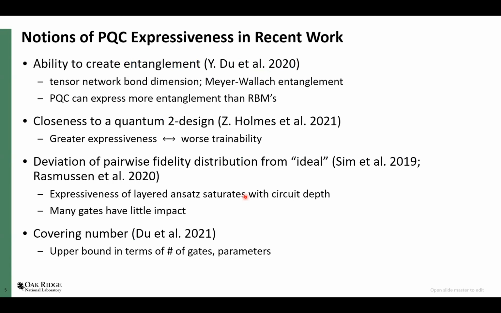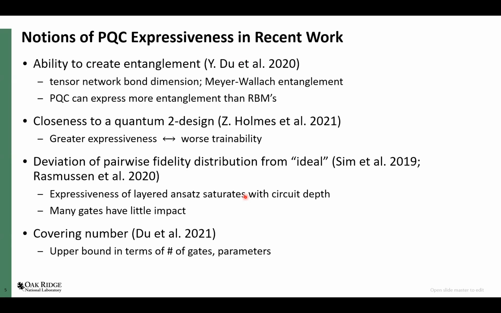Just a little bit of background. I'm not the first person to think about expressiveness. Others in recent years have done so. Some work has defined expressiveness in terms of the ability of the circuit to create entanglement.